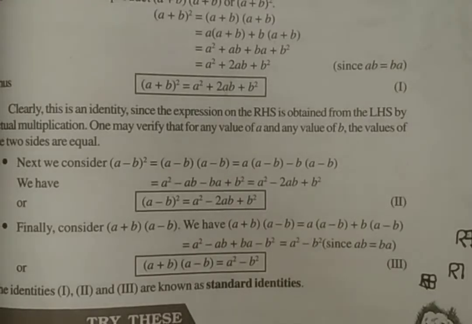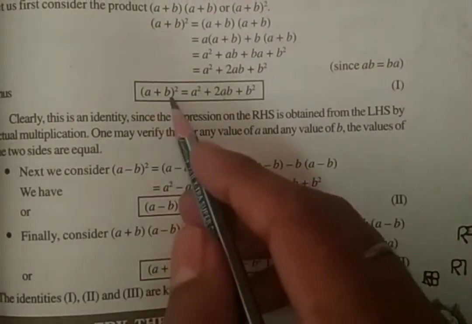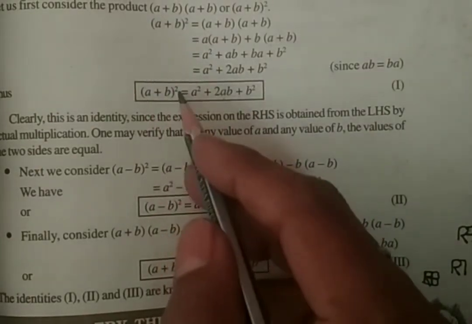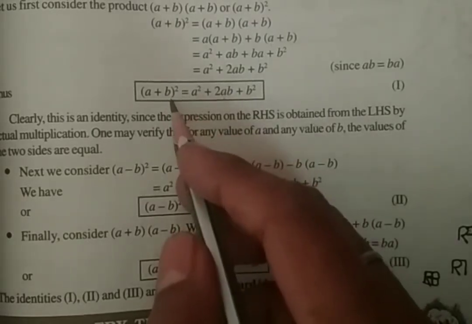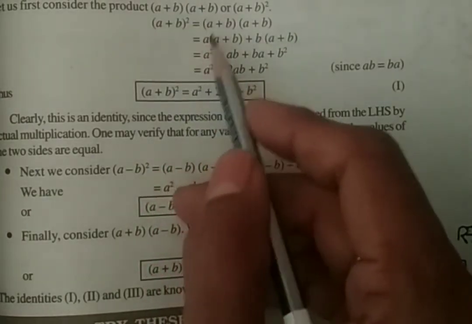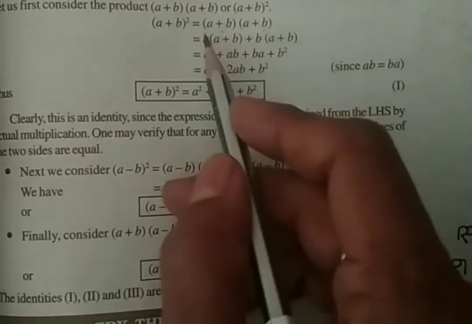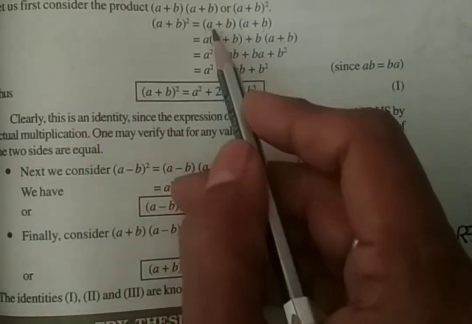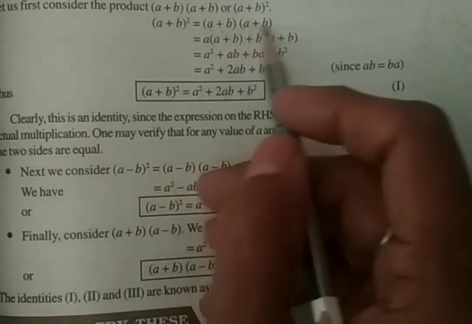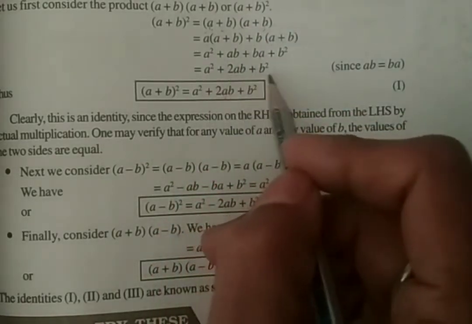Now let us look at some identities. A plus b the whole square. It means that you have to multiply a plus b 2 times. You have to make the square. So how it has to be done? A plus b the whole square is equal to a plus b multiply by a plus b. 2 times you are multiplying, right? So what we will do? First we will take this variable, multiply with this whole term. Then we will take this b, multiply with the whole term. And after solving we'll get the answer as a square plus 2ab plus b square.